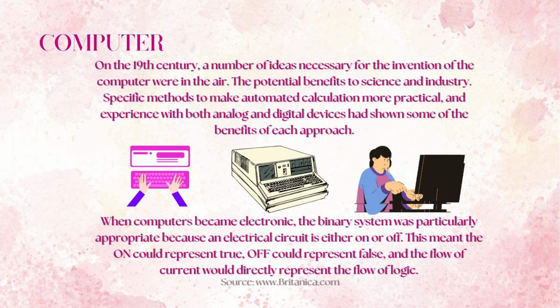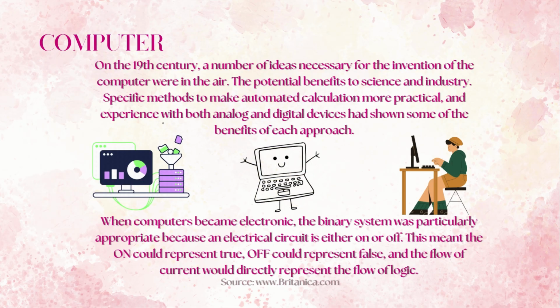In the 19th century, a number of ideas necessary for the invention of the computer were in the air. The potential benefits to science and industry, specific methods to make automated calculation more practical, and experience with both analog and digital devices had shown some of the benefits of each approach. When computers became electronic, the binary system was particularly appropriate because an electrical circuit is either on or off. This meant the on could represent true, off could represent false, and the flow of current would directly represent the flow of logic.